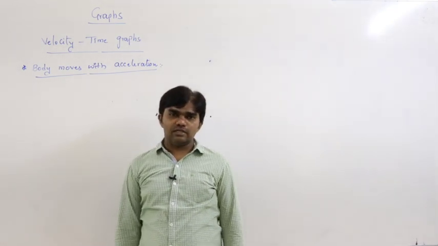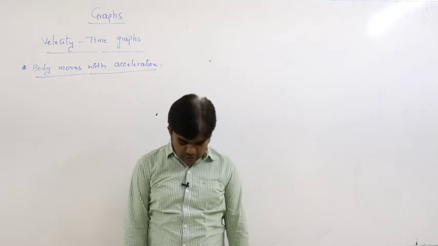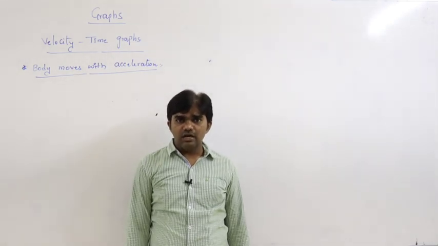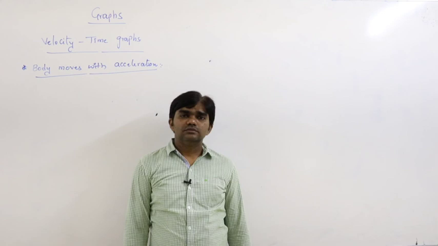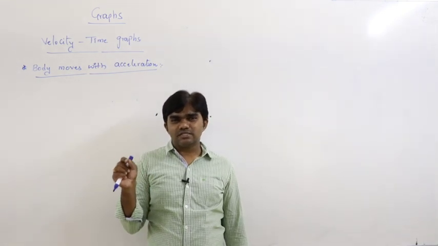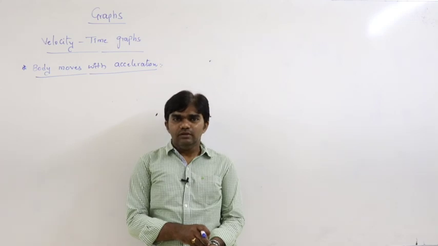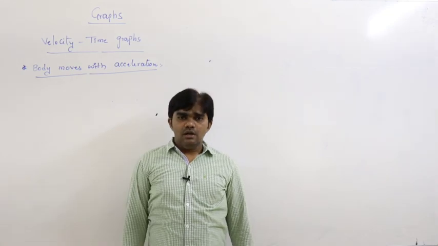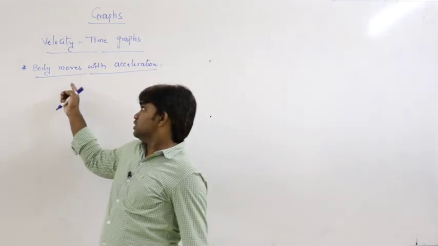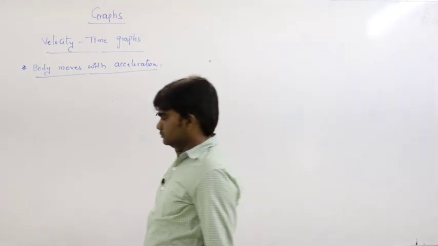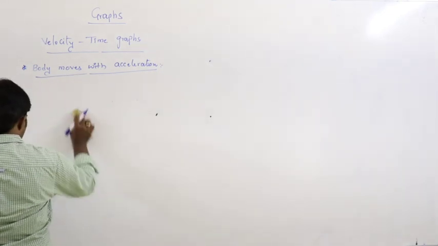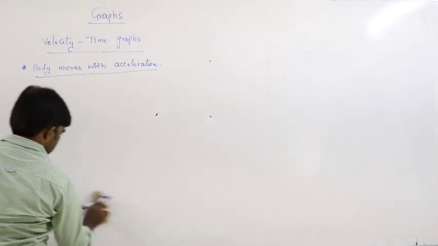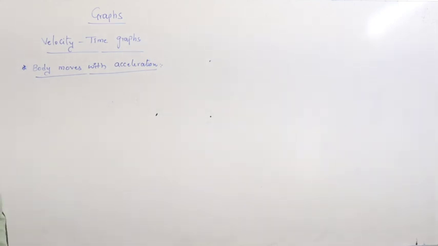How can you define acceleration? Rate of change of velocity is called acceleration. Equal changes in velocities in equal intervals of time is called uniform acceleration. Here also the condition is the body moves with acceleration. How can you represent this one? It's very important.